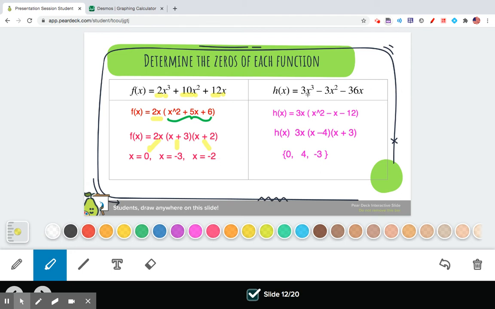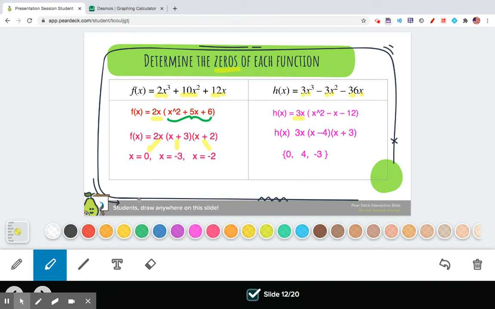So in the next example, I see that there's a 3 that's common to all 3 terms, a factor of 3, and there's an x that they all have. So I factored out that 3x, leaving me with x squared minus x minus 12, which is, again, a quadratic trinomial that can be factored using reverse FOIL. So I've done that. And this time when I wrote my zeros, determining the zeros of each function, I wrote it in set notation form. There are 3 zeros of this function. And the 3 places that this function passes through the x-axis are negative 3, 0, and 4.